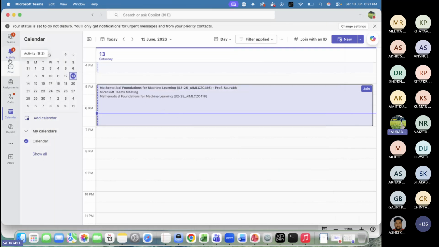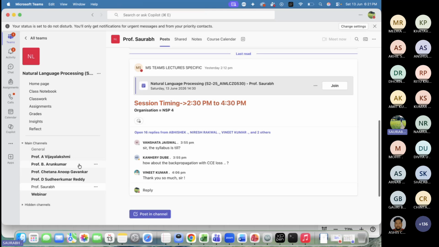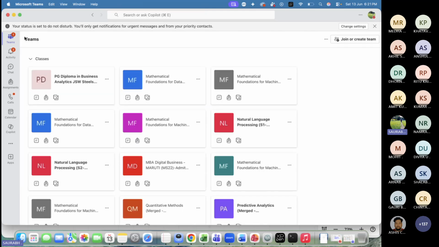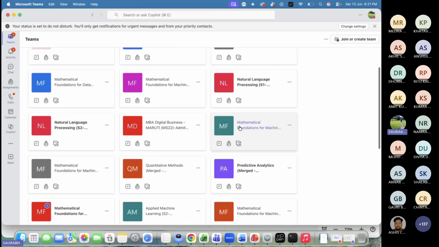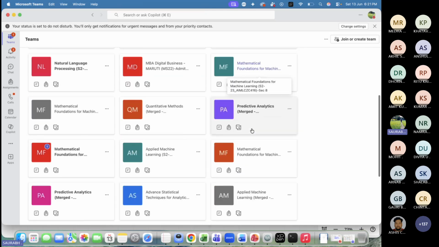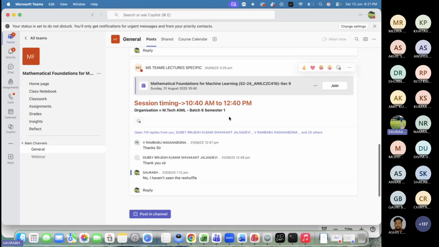No, it is given on Teams. I am so sorry if you have had the problem, but if you go to Teams, and this is your mathematical foundations, right? So which one is it? This one. Sorry, not this one, I think.